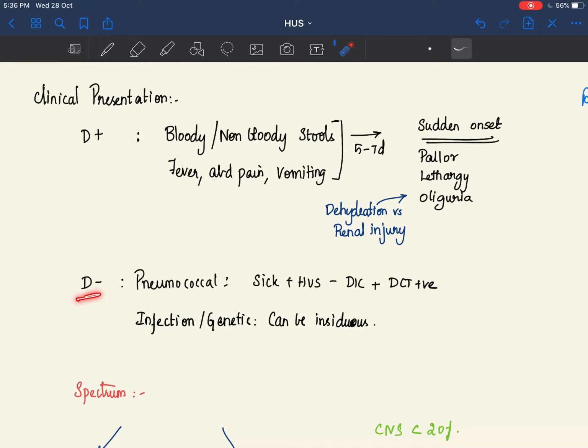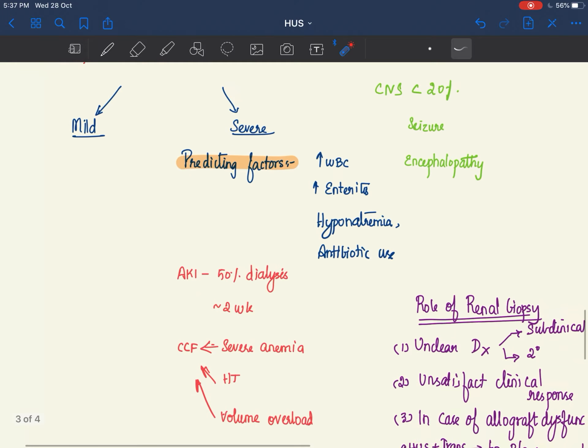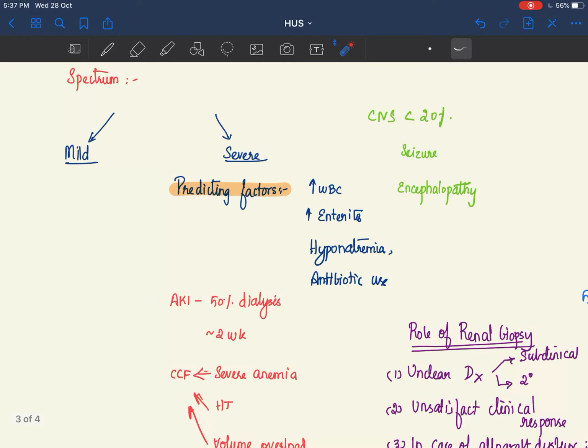D minus HUS, the child will be sick if the patient is having pneumococcal sepsis along with HUS, but DIC signs will be negative, though the hemolysis will be a DCT positive hemolysis. Genetic cause or infection triggered can be insidious. Okay. The spectrum of presentation of HUS is usually mild.